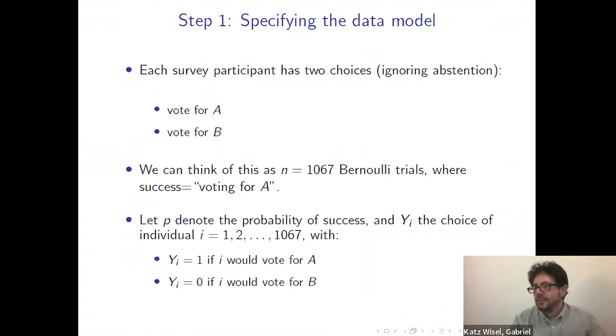In this case, and suppose I am ignoring the possibility of abstentions, I have 2 possible responses for each individual who participated in this opinion poll. We have 2 potential answers to the question, who would you vote for? Vote for A or vote for B? Remember, we have an opinion poll with 1,067 respondents. We can think of this as 1,067 independent Bernoulli trials, where the success is voting for candidate A.